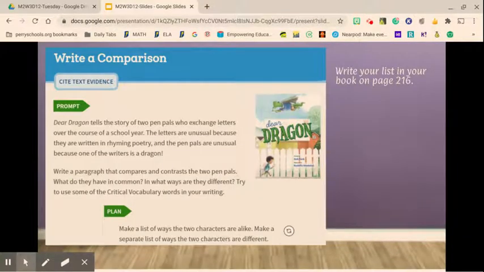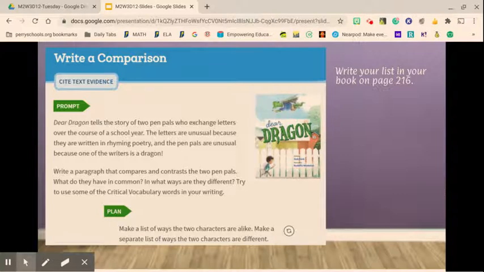For your assignment today, you are going to be working in your book on page 216, and you're going to be answering this prompt. Dear Dragon tells the stories of two pen pals who exchange letters. Over the course of a year, the letters are unusual because they are written in rhyming poetry, and the pen pals are unusual because one of the writers is a dragon. You are going to be writing a paragraph that compares and contrasts the two pen pals, and you're going to be answering what do they have in common, in what ways are they different, and you're going to try to use some of those critical vocabulary words.